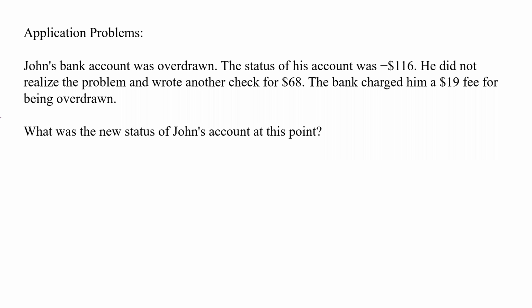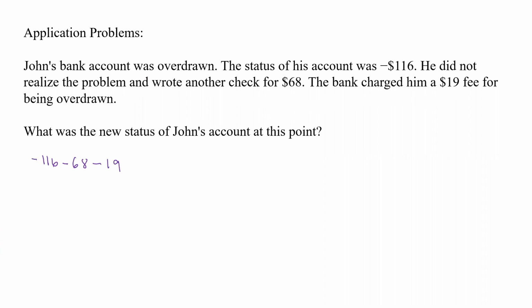All right, so what do we have? Well, we started at a negative $116. Okay. Then what did he do? Well, he wrote another check, and so we have to subtract another $68. Then what happens? Well, then the bank says, you're overdrafted, and so we're going to charge you another $19. So we're going to subtract off another $19.